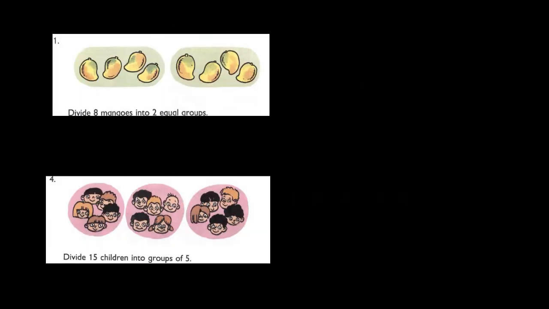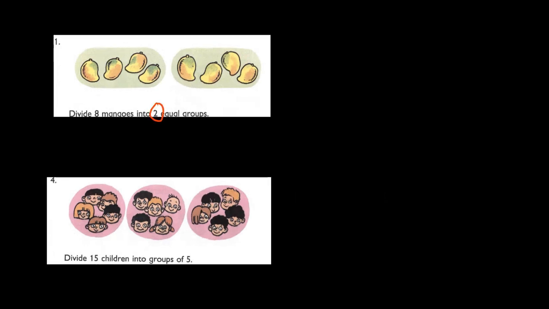So let's look at some questions from the book. Here you can see the book is telling you how many groups there are. The book tells you that there are 2 groups and 8 mangoes. So this is really the interpretation of 2 fours. If you tell me the number of groups, I'll tell you how many objects are in each group, and that's 8 divided by 2 is equal to 4. That's this division.